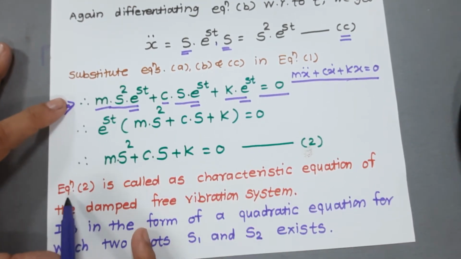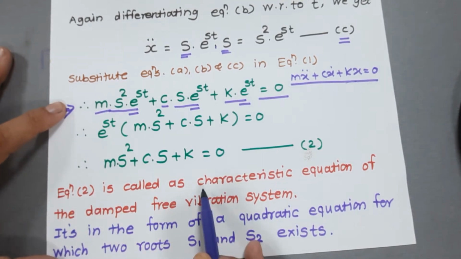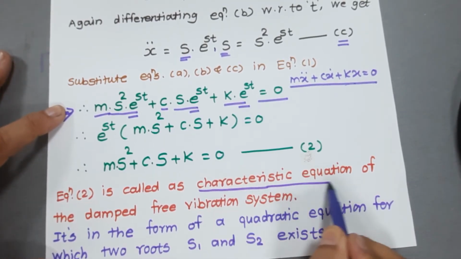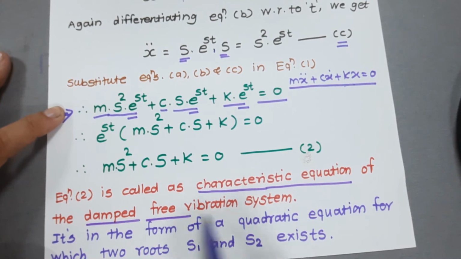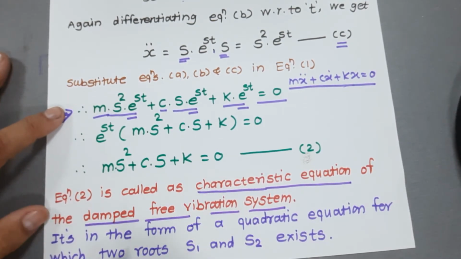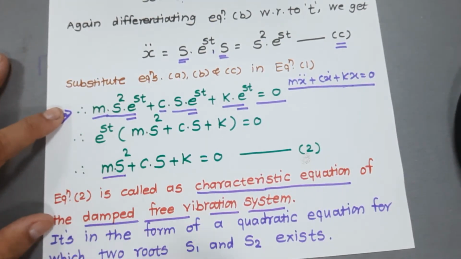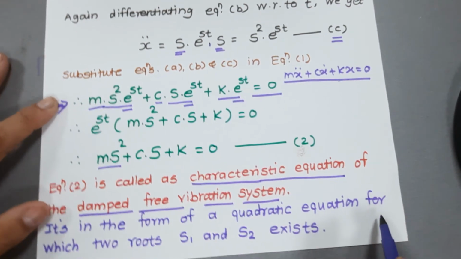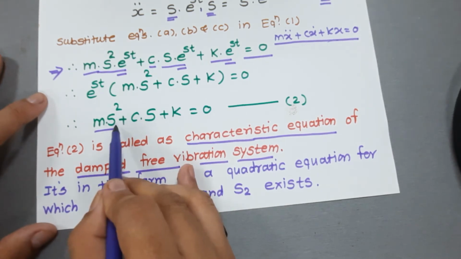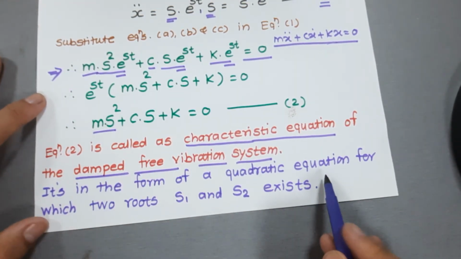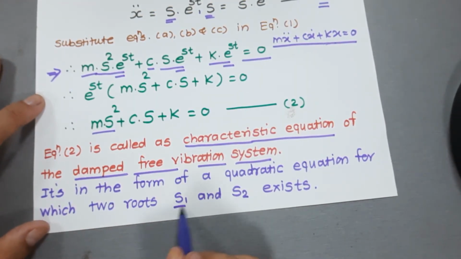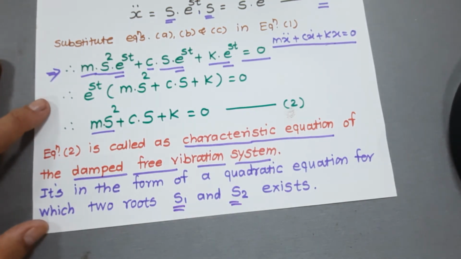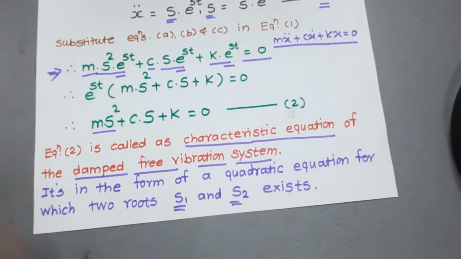Now dear friend, this equation number 2 is called the characteristic equation of the damped free vibration system. Now observe, it is in the form of a quadratic equation, for which we have two roots, that are s1 and s2. Now we will calculate s1 and s2.